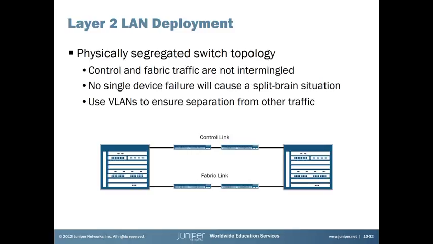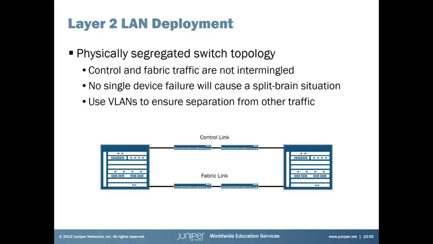No single device failure would cause a split brain situation. Split brain means that we've lost one of our links, and what happens is you get a situation where both of the devices think that they're the primary device. So if you lose both links, then you can have a situation where each device thinks, oh, I must be the primary because I can't contact the other one, so I must be the primary. But if you just lose either one of the links, then that situation never occurs.